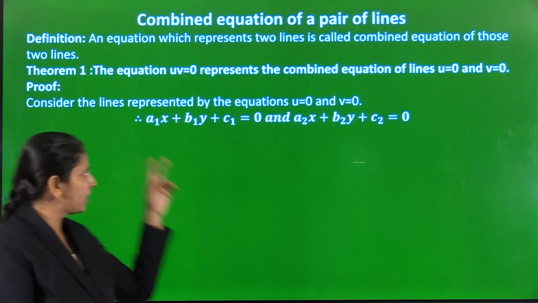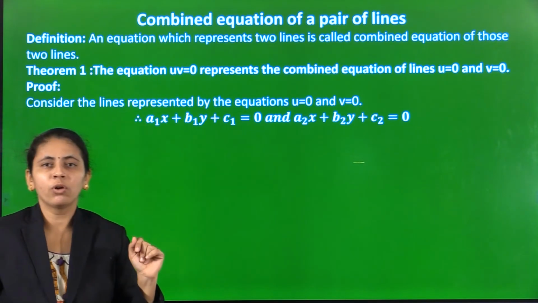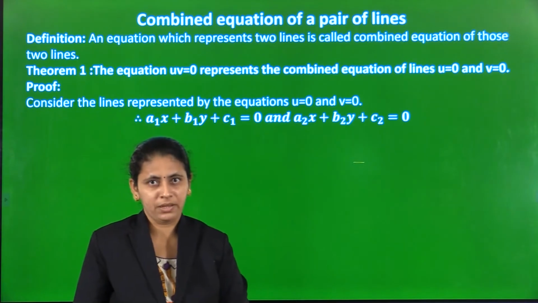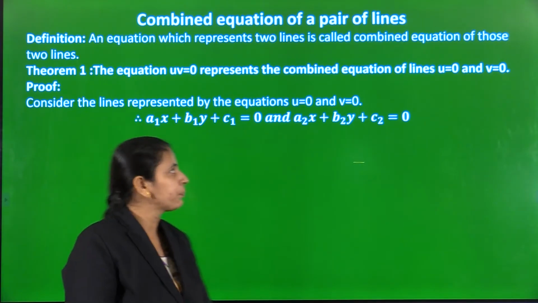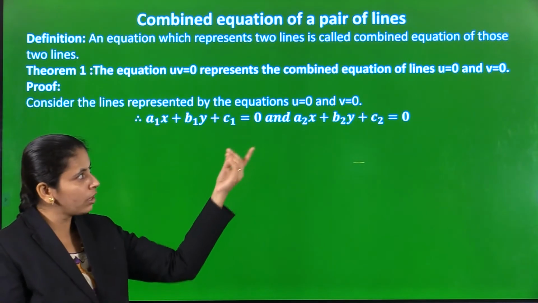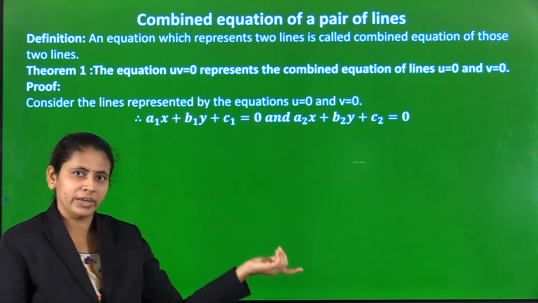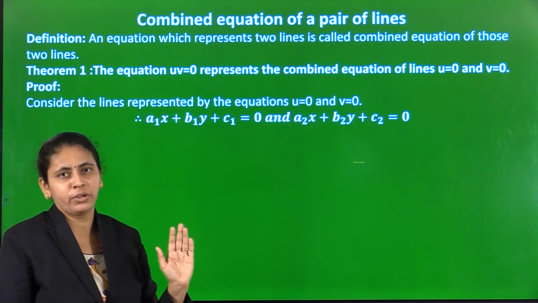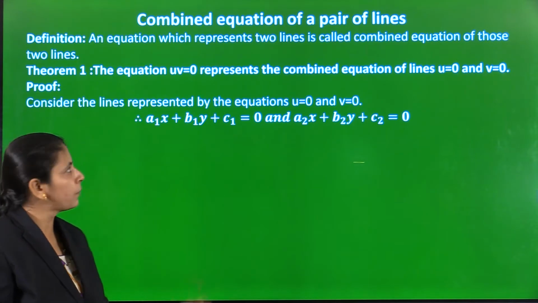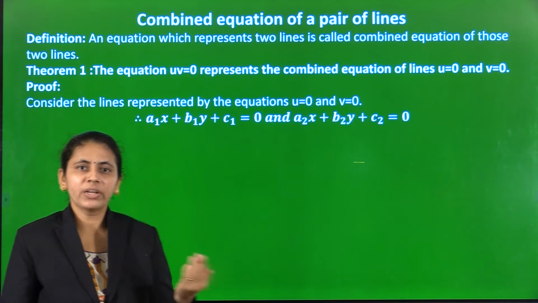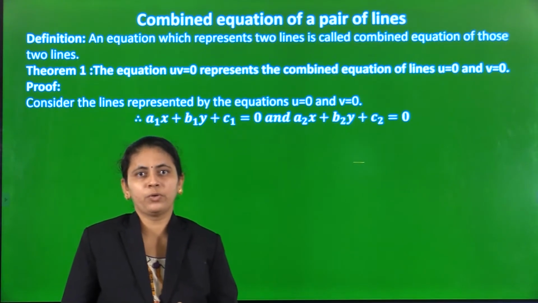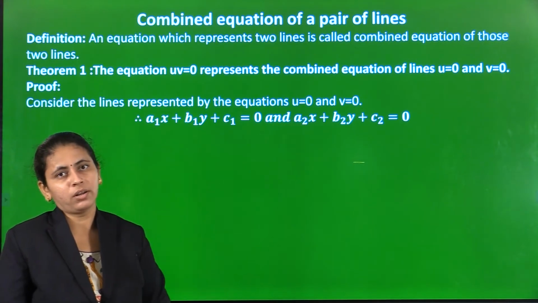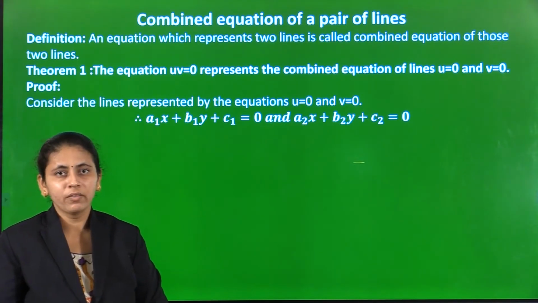If you observe this statement carefully, you will find that it is an if and only if type statement. That is, we have to prove that any point lying on line u or v satisfies the equation uv equal to 0. Similarly, we have to prove that any point satisfying the equation uv equal to 0 should lie either on line u or on line v.